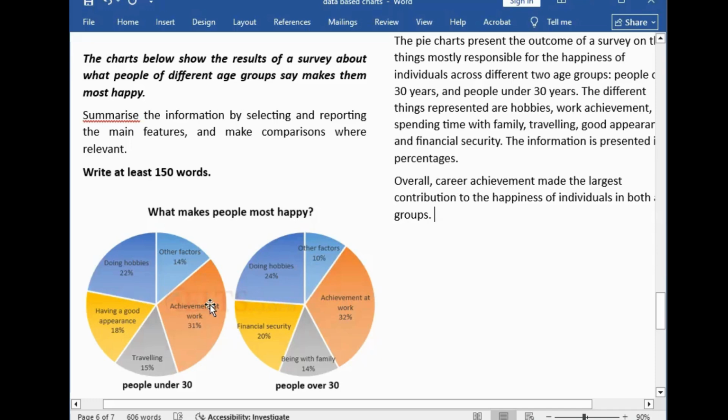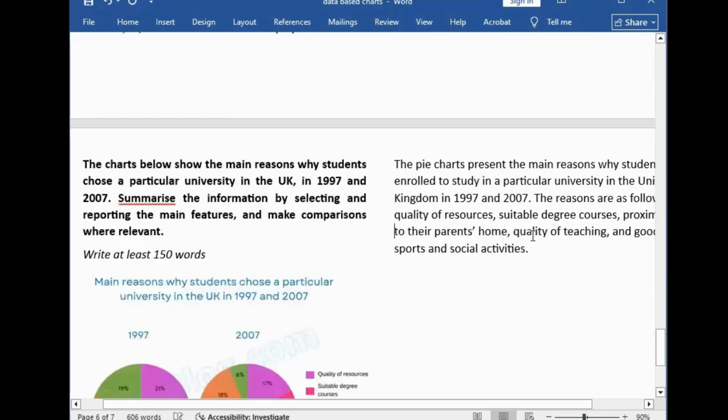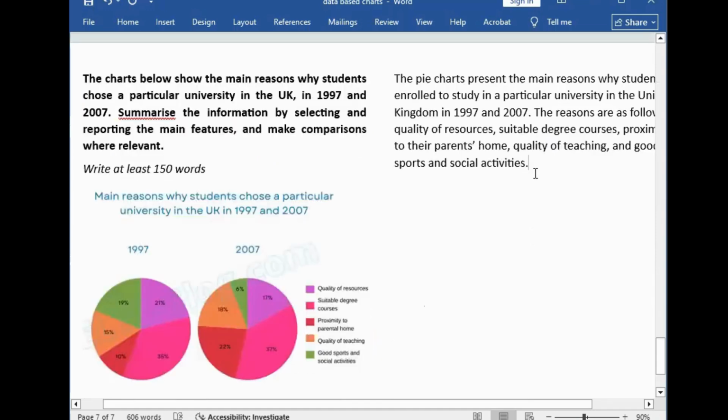31% of the people that responded to this survey are under 30. Then the last one, what is our overview here? Let me see who has been following me so far.